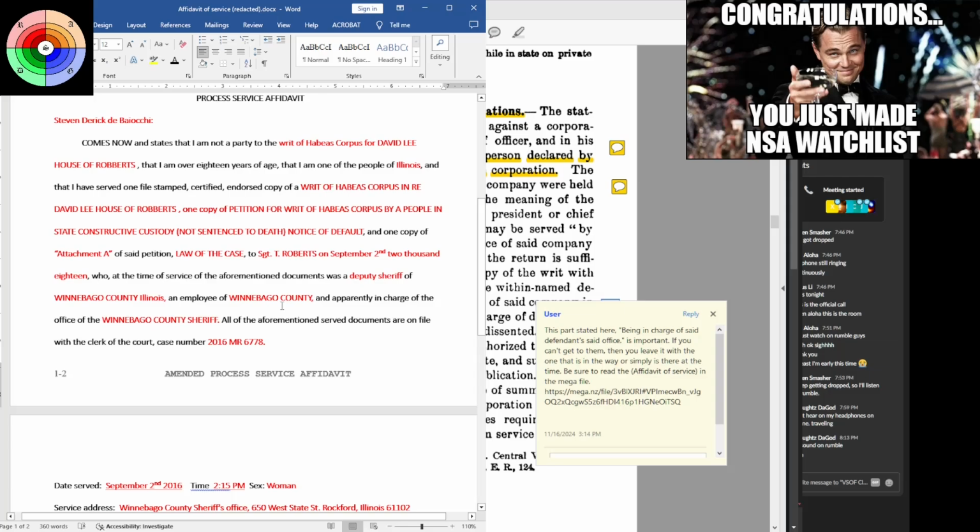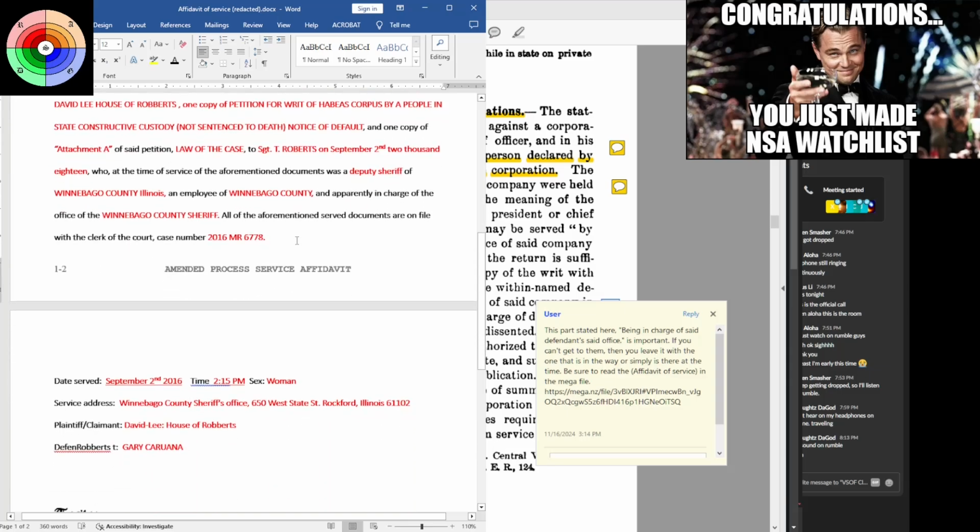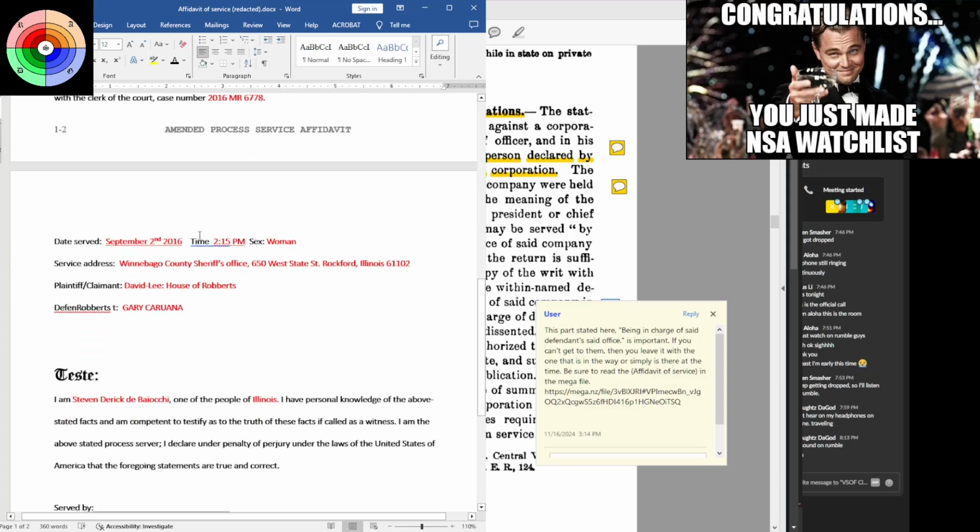Okay, now I'm going to read the rest of this, and then we'll get back into the treatise for a second as to why this is important. Okay, all the aforementioned served documents are on file with the clerk of the court, case number such and such. So you put your date. When did you serve them? When was the time that you served them? What was the sex of the person you served? And technically, that should be a man, not a woman, considering it was Sergeant so-and-so. The service address. So where was the exact place that you served so-and-so?